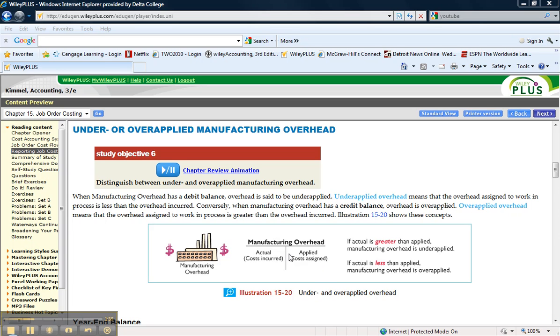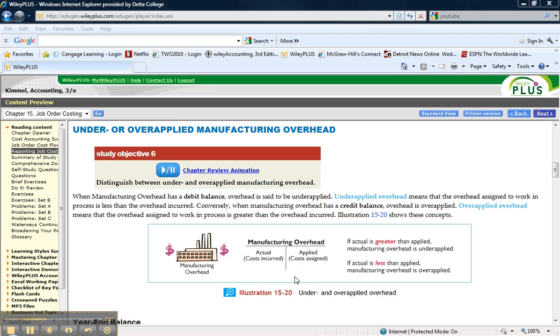Basically, if we have applied too much cost to jobs, our overhead rate was overstated unknowingly, and we put too much cost to jobs. Effectively, we've put too much into cost of goods sold, because too much went into WIP, and then too much went into finished goods, and then too much went into cost of goods sold. So our situation at the end of the year would be cost of goods sold being overstated, because more than the actual went into cost of goods sold. So in that case, we would have to reduce our cost of goods sold balance.